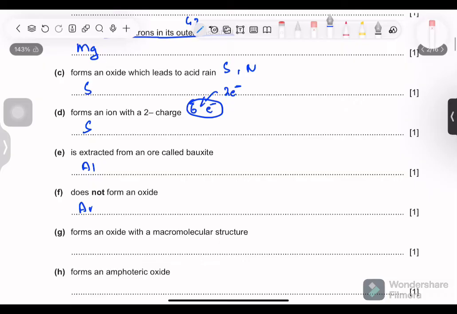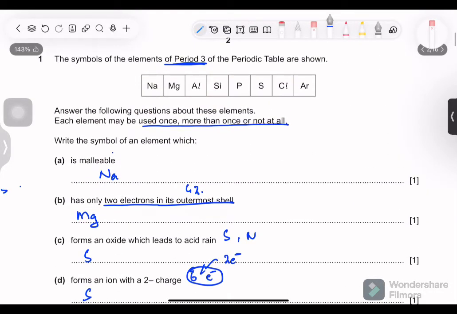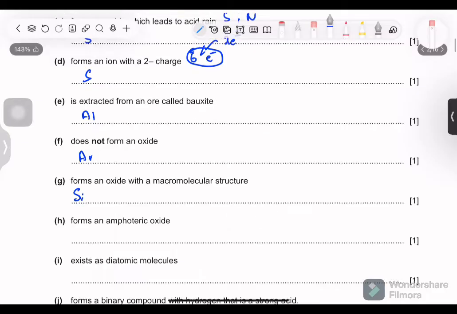Next, forms an oxide with a macromolecular structure. So obviously, we have silicon oxide, which has a macromolecular structure. We have three: graphite, diamond, and silicon oxide, and the oxide is silicon. Forms an amphoteric oxide. The amphoteric oxides mean they can react with bases and acids both, and there are three: Al, Zn, and Pb, aluminum, zinc and lead. So in the options, only aluminum is given.